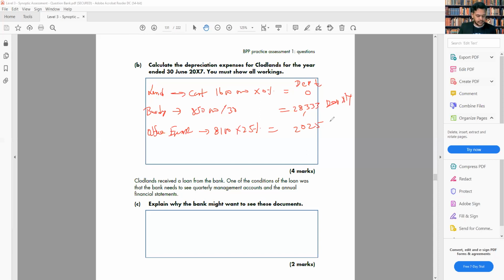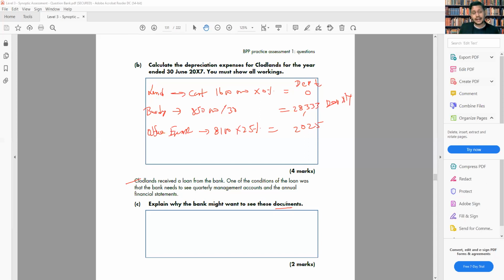So we move to the next one. The next one says, Code Line received a loan from the bank. One of the conditions of the loan was that the bank needs to see quarterly management accounts and the annual financial statements. Now explain why the bank might want to see these documents. Very important. If you go to the bank, they will ask you for the forecast for the next 6 months or for the 1 year. The reason the bank wants to see it is because the bank wants to see you can pay back the loan and how the company is planning for the next year or for the next quarter.